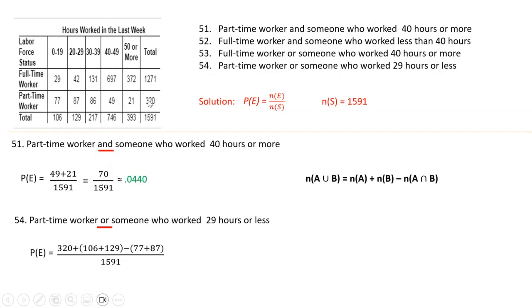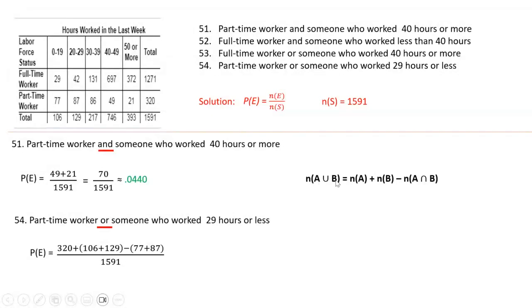You see, we notice the part-time worker will give us 320, right? Then from 0 to 19 hours and 20 to 29 hours classifies as 29 hours or less. So we go all the way to the total, which will be 106 plus 129. But the 77 and 87, we already counted them with the part-time workers, which was 320. So these, we don't count them again.